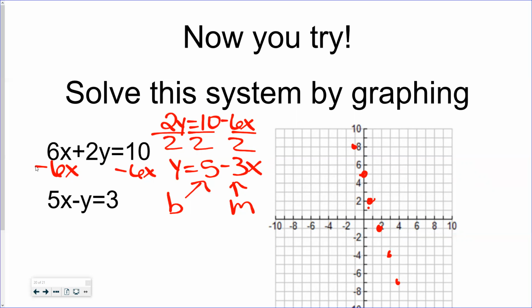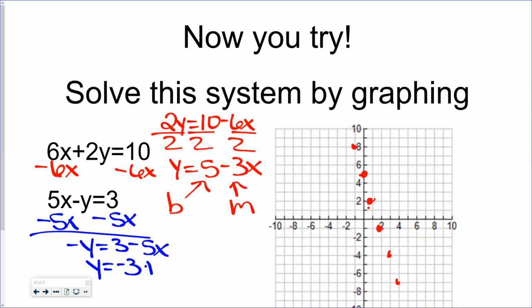Okay, on the opposite end, I would still need to solve this one. Minus 5x both sides, I get negative y equals 3 minus 5x. Divide by negative, and I get y equals negative 3 plus 5x. So negative 3 is my y-intercept. And I'm going to go up 5, right 1, up 5, right 1. Right there is where my 2 lines overlap. So that coordinate is 1, 2.